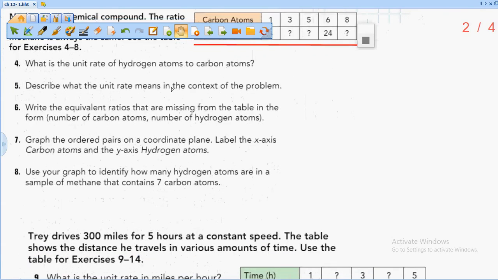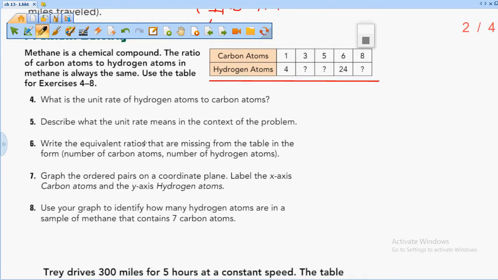Now, what is the unit rate of hydrogen atoms to carbon atoms? If I want to find the unit rate of hydrogen atoms to carbon atoms, I have to say 4 hydrogen atoms, 1 carbon atom. Now describe what the unit rate means in the context of the problem. I can say for every 1 carbon atom, there are 4 hydrogen atoms.